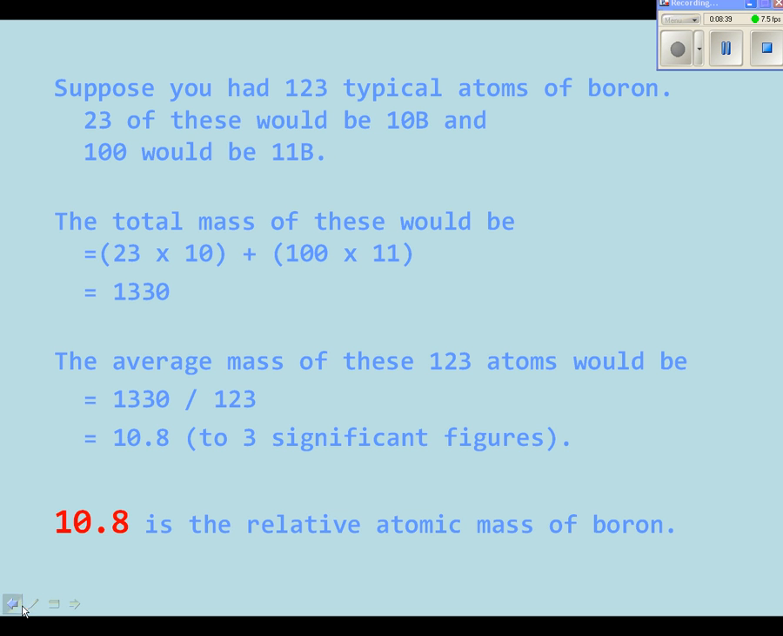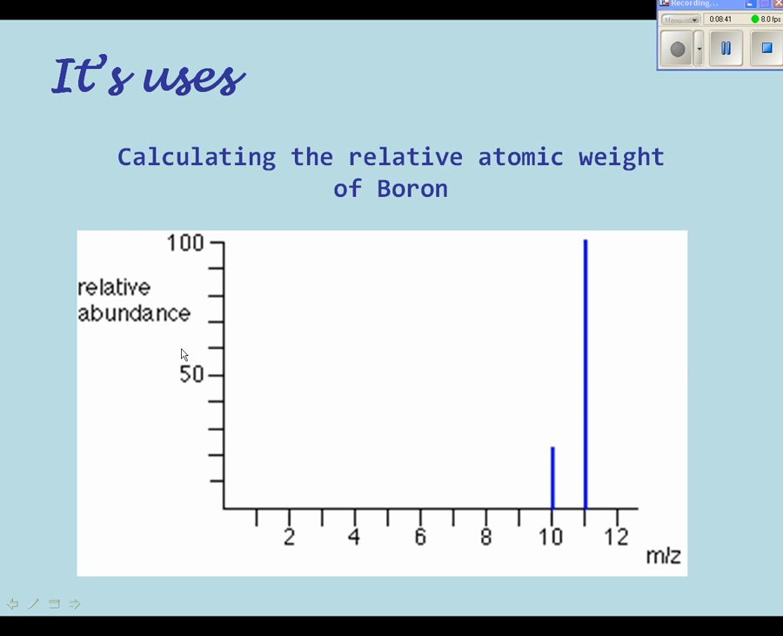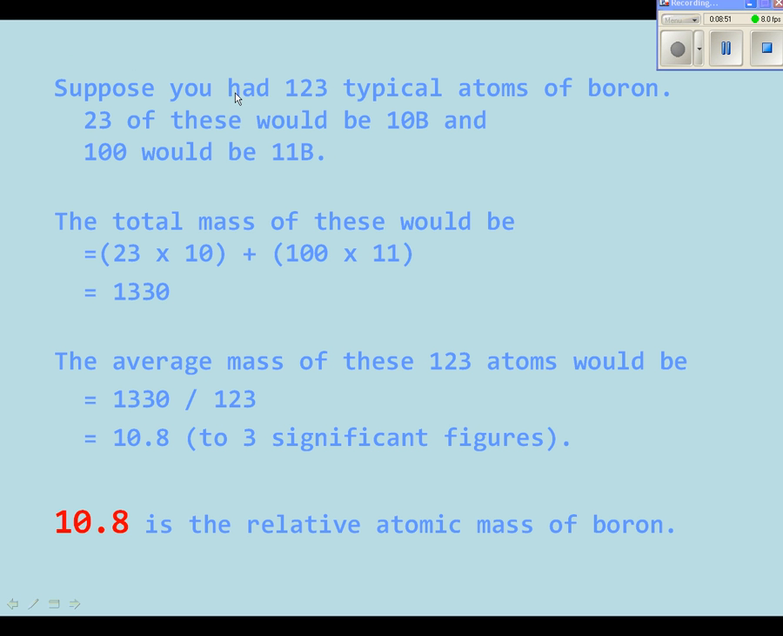So when we go back to the screen, if we say that this atomic mass here of 11, there are 100 particles that have an atomic mass of 11, and that means that there are 23 particles that have an atomic mass of 10. This gives us a total of 123 atoms, 23 of which have an atomic mass of 10, 100 of which have an atomic mass of 11, which would give us a total mass of 1,330.